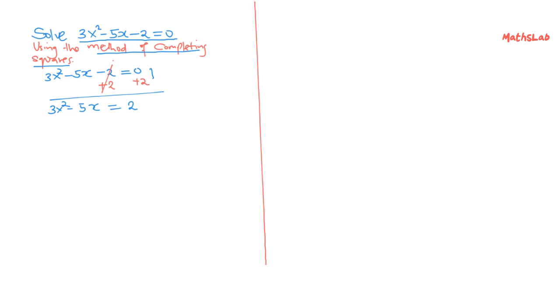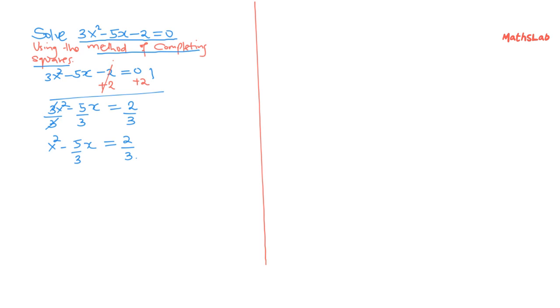The next step in this method is to ensure that the coefficient of the lead variable is 1, and the only way we are going to achieve that is to divide through by 3. So we are going to divide every entry in this equation by 3, and of course 3 is going to cancel 3 there, and we'll end up with x squared minus 5 out of 3x, and that will be equal to 2 out of 3.